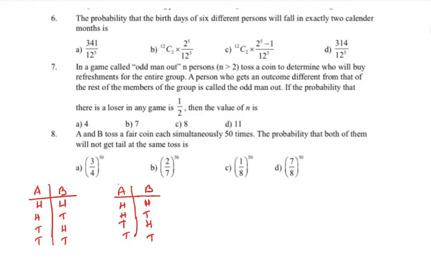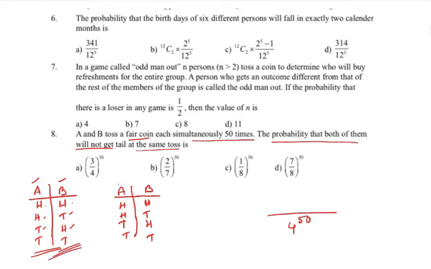Okay, so observe this particular question. A and B toss a fair coin each, simultaneously 50 times. Find the probability that both of them will not get a tail at the same time. So these are the possibilities for A and B. A gets head, B also gets head. A gets head, B may get a tail. A gets a tail, then B has to get head. So these are the possibilities. Total 4 to the power of 50 possibilities are there, because these are the 4 possibilities every time they toss a coin 50 times.